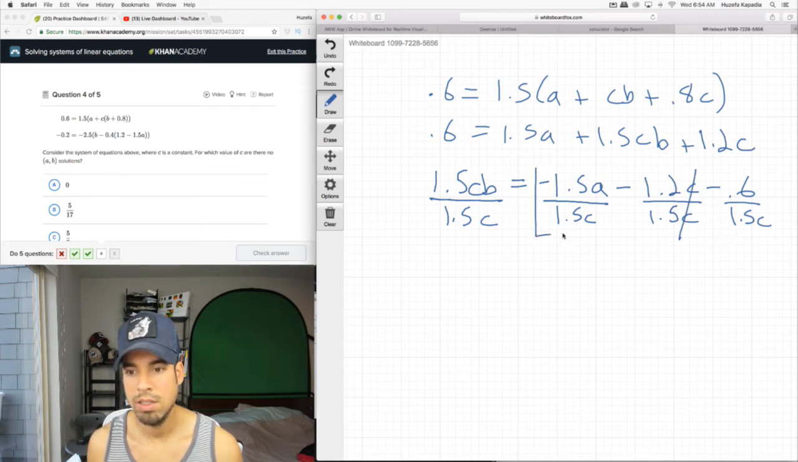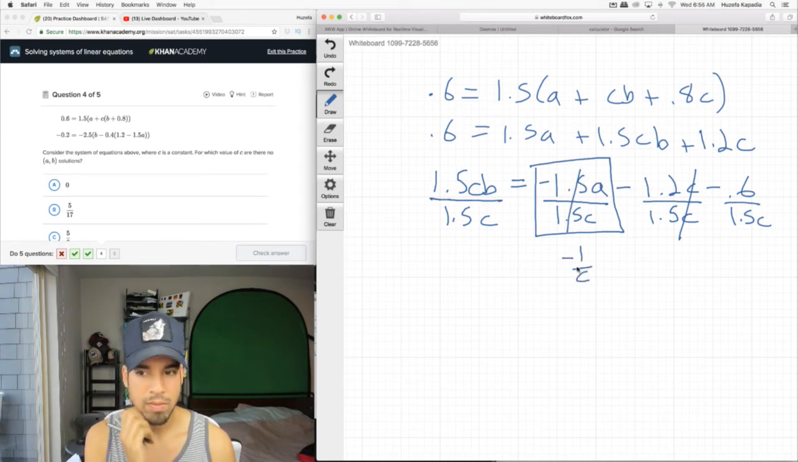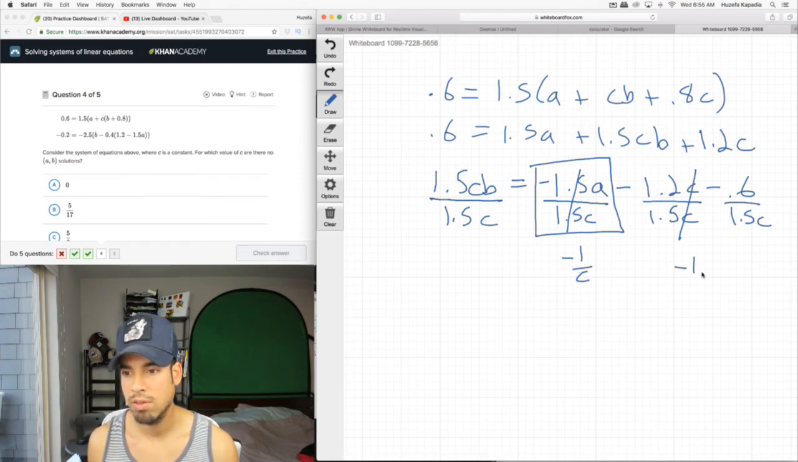And this is the key part right here. This is going to tell us our slope. The slope is essentially, because the 1.5's cancel out, negative 1 over c is the slope here. And we need the same slope there. And it looks like the y-intercept is negative 1.2 over 1.5 minus 0.6 over 1.5c.